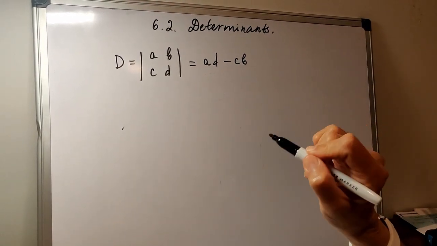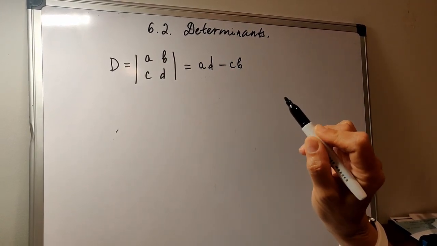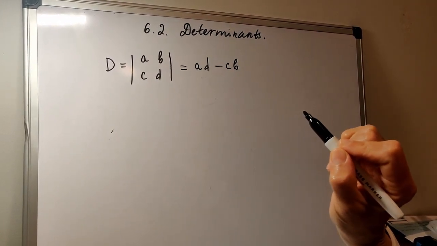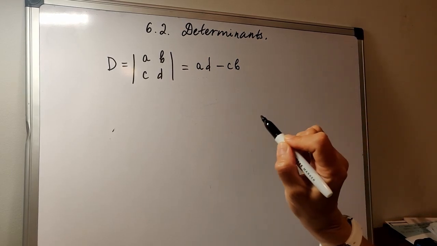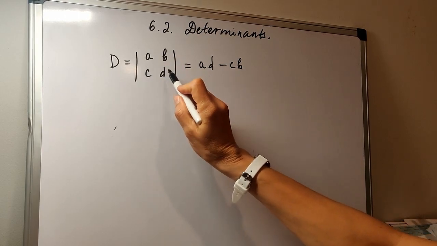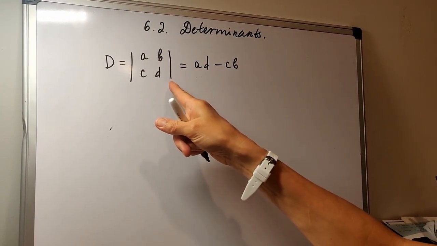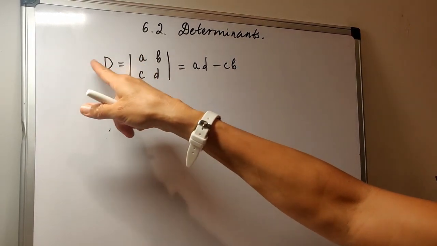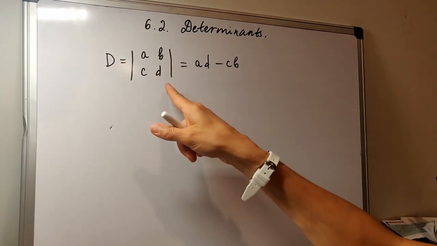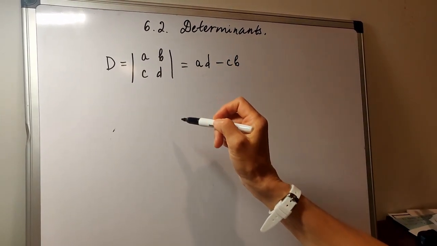Determinant is one number which we connect to the matrix. It does not matter how big the matrix is. The only condition is that the matrix must be a square matrix. For example, it's a 2 by 2 matrix or 3 by 3, 4 by 4. These bars also mean determinant. That means if you don't write down D, but just write down bars, it's still going to be a determinant. If you want just the matrix, it's square brackets.